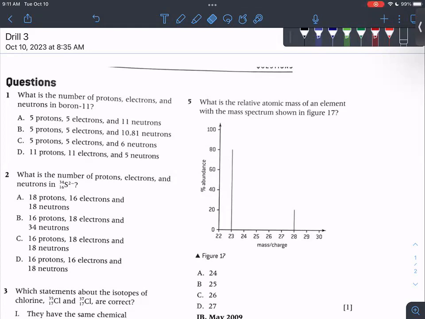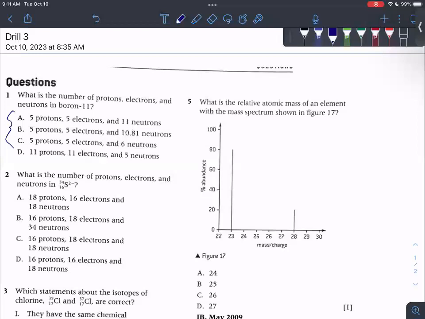So starting with number 1, what is the number of protons, electrons, and neutrons in boron 11? You should be able to figure this one out pretty easily. Boron is atomic number 5, and they have not mentioned that this is charged in any way, shape, or form. So we're going to say 5 protons, 5 electrons. So it's going to be one of these 3 answers.